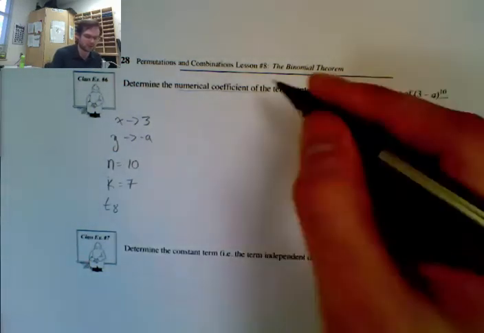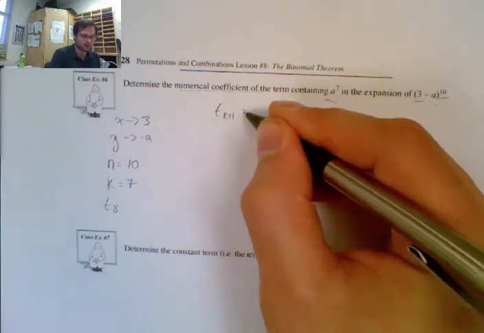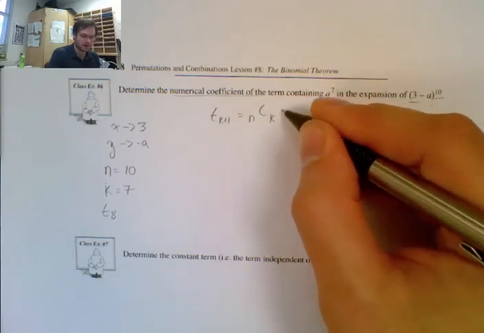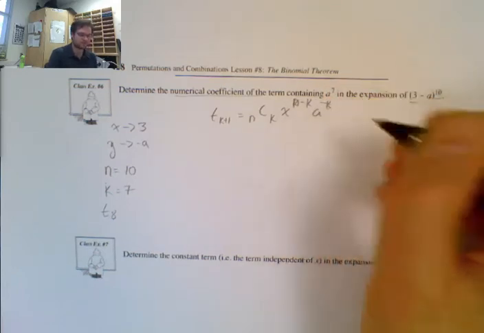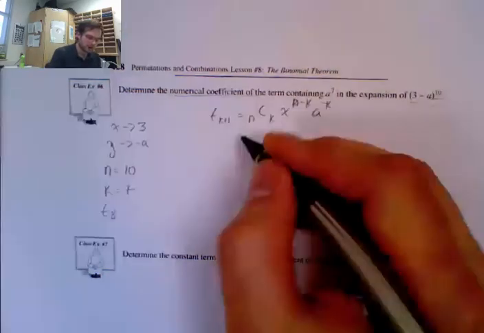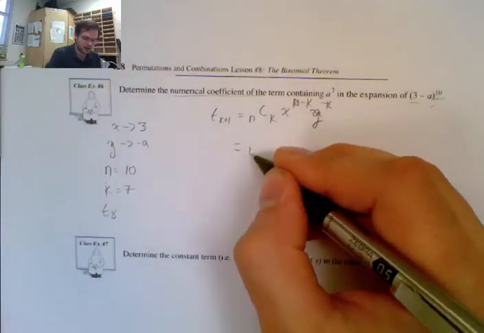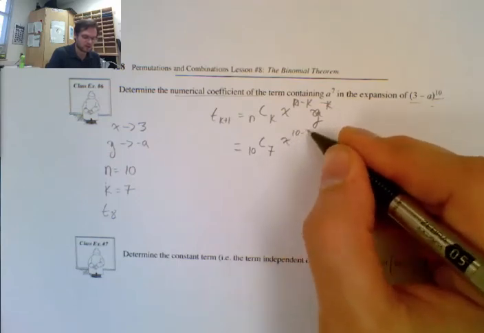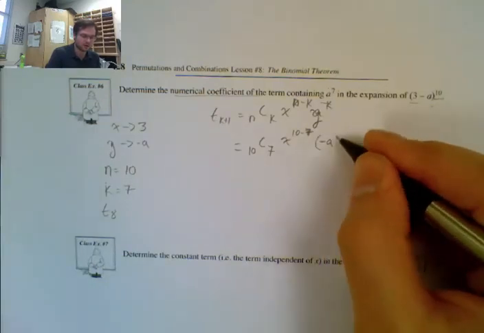Okay? Because if we plug this all in, we have t k plus 1 is equal to n combination k, x to the n minus k, y to the k. So we have 10 combination 7, x to the 10 minus 7, and then here we're going to have negative a all to the 7.